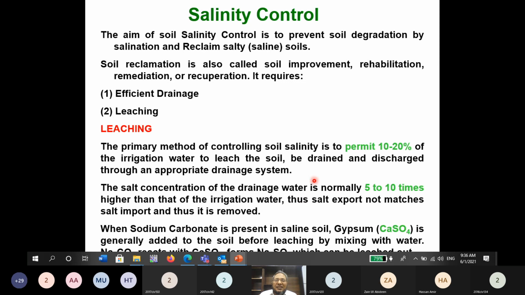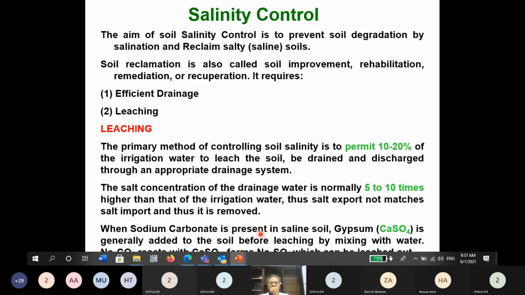The salt concentration of the drainage water is normally 5 to 10 times higher than that of irrigation water. अब जब हम drain करेंगे तो उसकी salt concentration बहुत बढ़ जाएगी जो पानी tile drainage में जाएगा as compared to जो हम irrigation water दे रहे हैं. Thus salt export exceeds salt import and thus it is removed. जो salt बाहर निकल रहे हैं वो ज़्यादा होंगे through tile drainage system, जो आ रहे हैं वो कम होंगे. So in that way this total salts जो हैं वो कम हो जाएंगे in the saline soil.